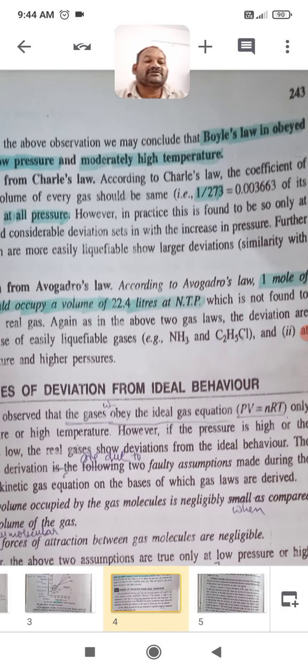According to Charles' law, the coefficient of expansion of volume of every gas should be the same at all pressures. However, in practice, this is found to be so only at low pressure, and considerable deviation sets in with the increase in pressure. Further, the gases which are more easily liquefied show larger deviation.